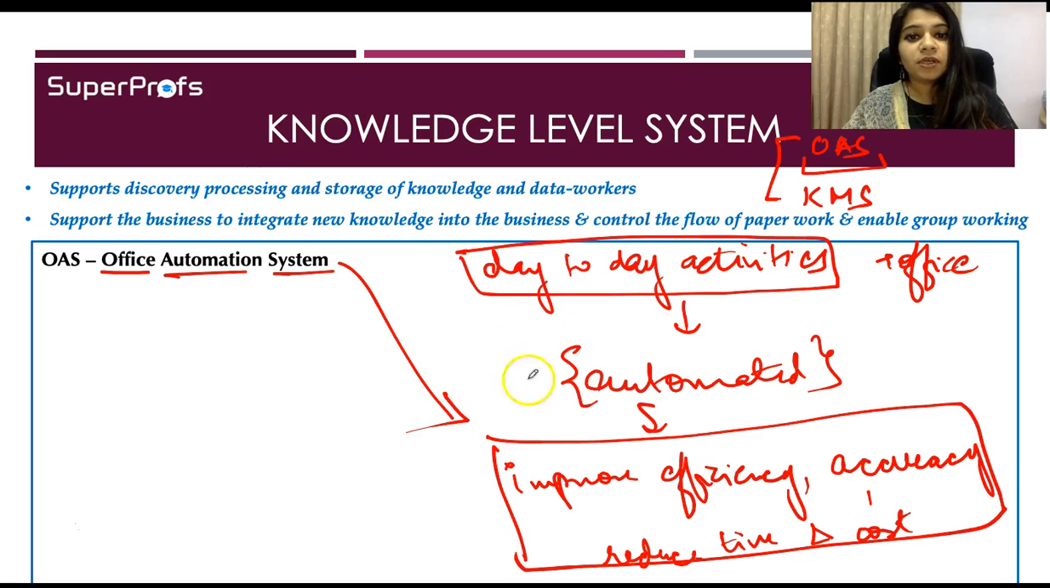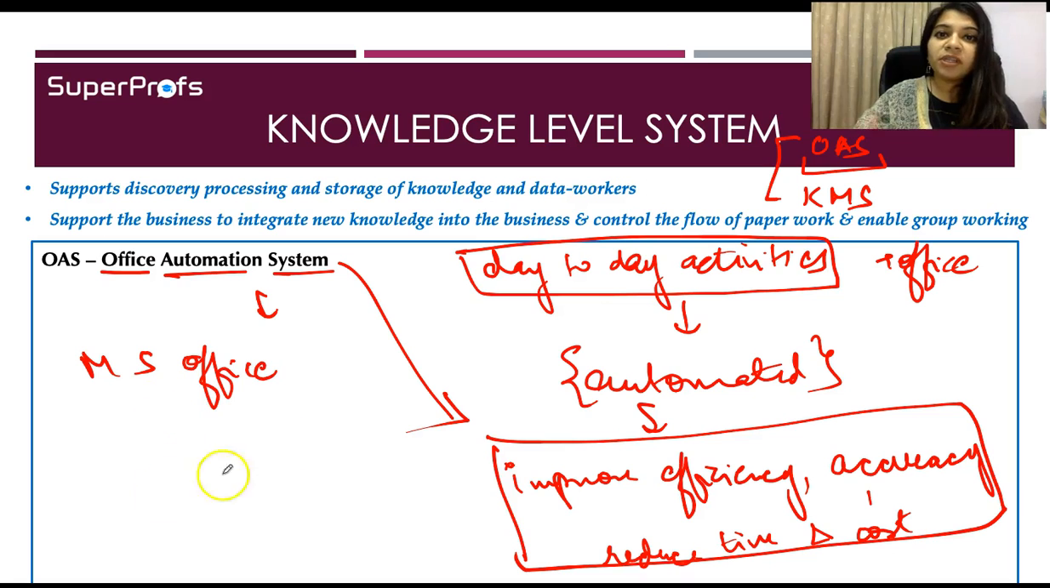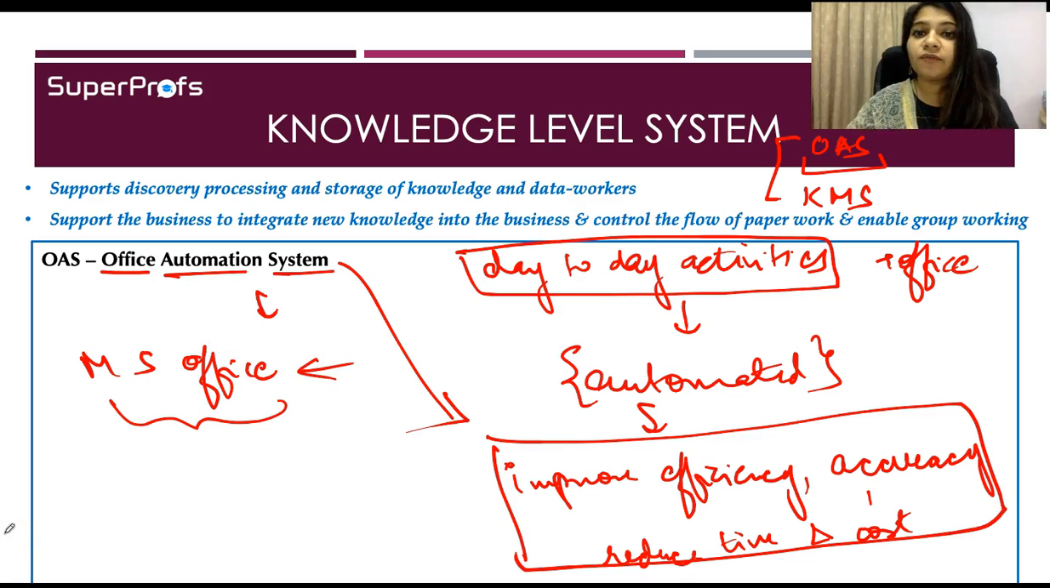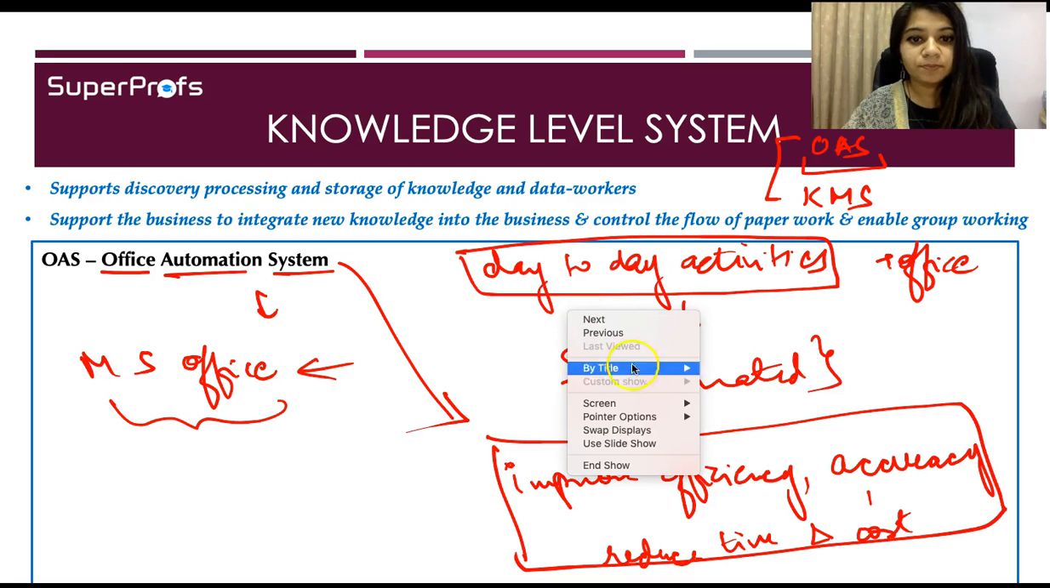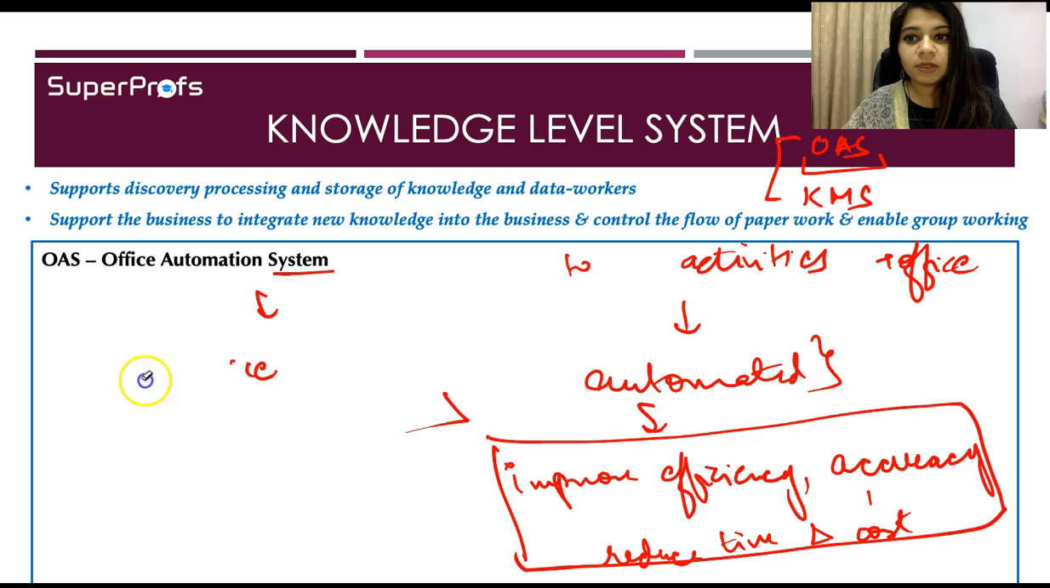Okay, so by now I think you would have understood the most common example of an office automation system is MS Office. Any presentation that we create, any Word document that we create on our laptops, is mostly done through MS Office. So this is the biggest example of an office automation system. Okay. So now let us define it.